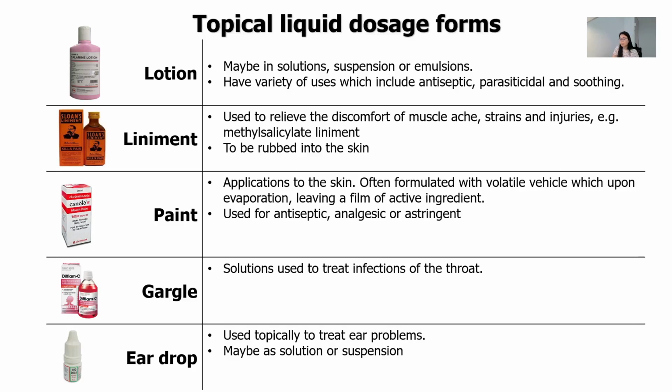Okay, eardrop, I think everyone is aware what that is. It is basically a drop preparation used to instill into the ear, and it treats problems inside the ear, most likely due to infections. So the eardrop can appear as a solution, meaning a clear solution, or it can be a suspension, meaning the drug is not soluble in the vehicle. It actually disperses throughout the vehicle, which we call a suspension.